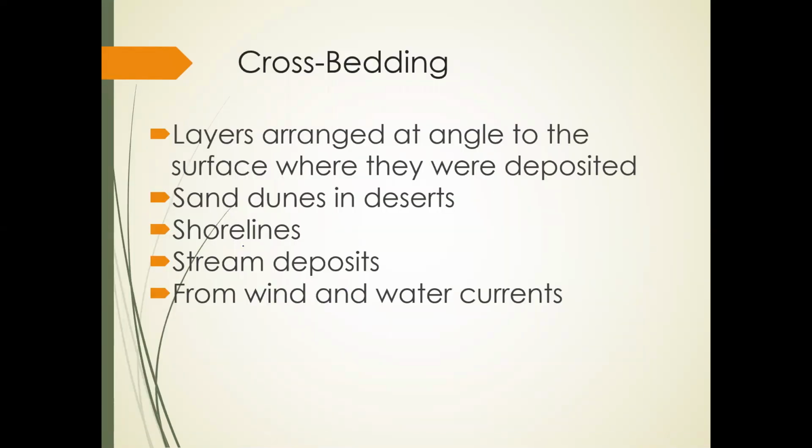Crossbedding is where layers are arranged at an angle to the surface where they were deposited. We see sand dunes like this on the beach, in deserts. Sand is mobile, so sand moves as the wind blows over it. Crossbedding can happen as a result of wind or water.